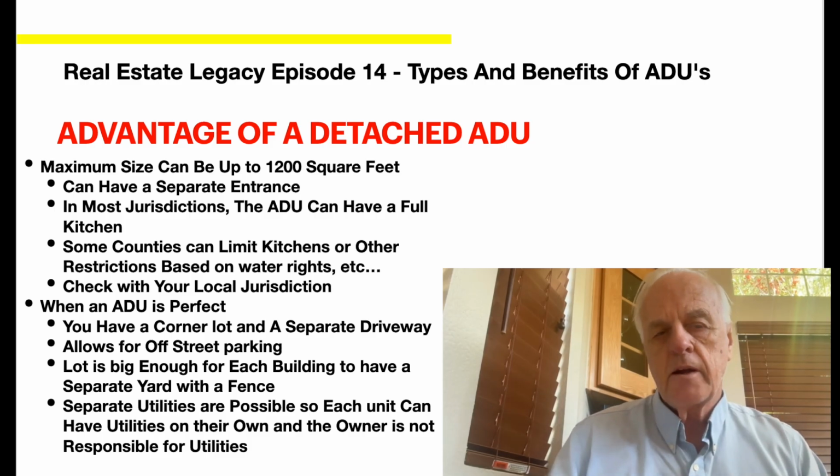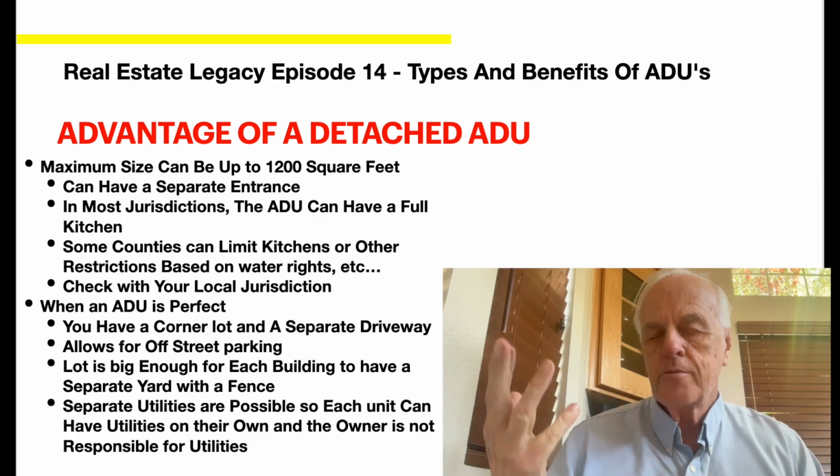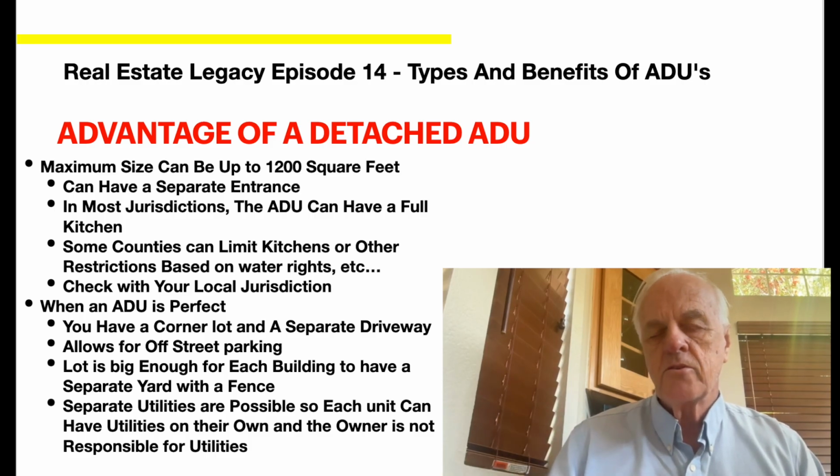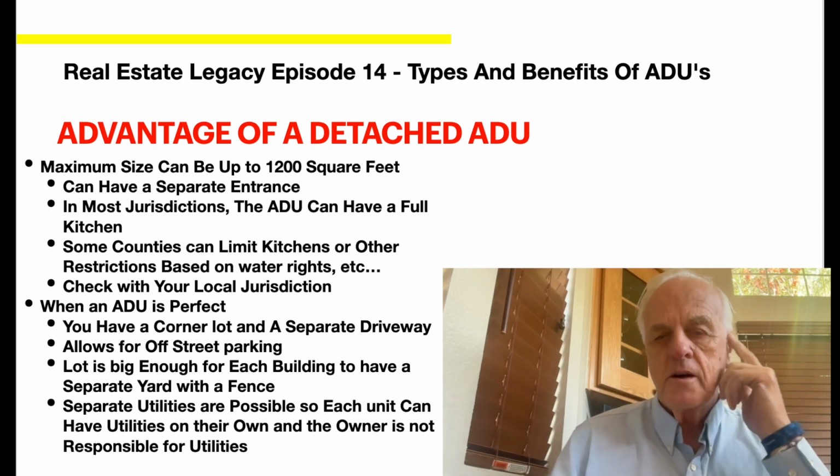When I did mine, I actually had a plan with a corner lot. Again, in most jurisdictions, an ADU can have a full kitchen. Actually, in some counties, you can't have a kitchen even if you call it an ADU. It's really meant more for something like a pool house. It's not meant to have separate houses on it. Napa County has restrictions on that, so check with the local jurisdiction before you do that.